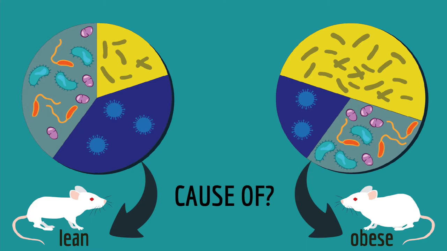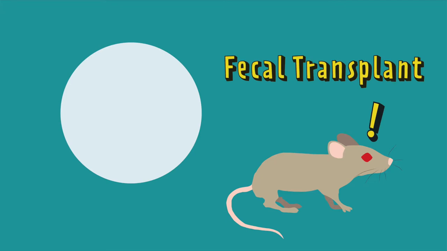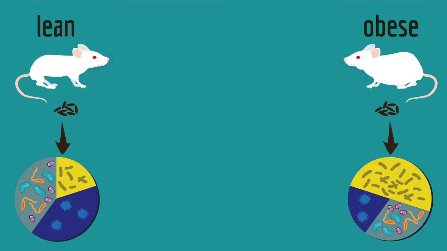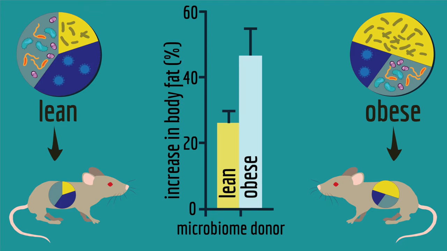To test that, they took mice that had no microbiome of their own, and they did a fecal transplant. Yeah, you heard that right. They took feces from lean or obese mice, and they placed the fecal bacteria inside mice that had no bacteria of their own. 2 weeks later, both sets of mice had gained weight. The bacteria helped the mice get more energy from their food.